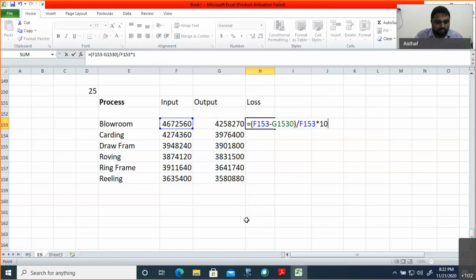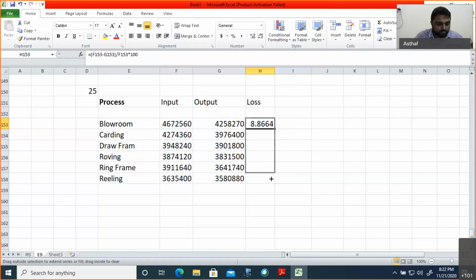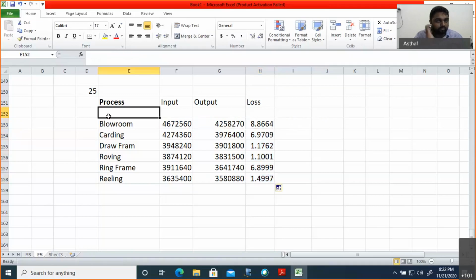Into 100. This is your input, this is your output. 8.86, this is the loss. This is the loss you are having. Okay, now we are discussing the main concept.